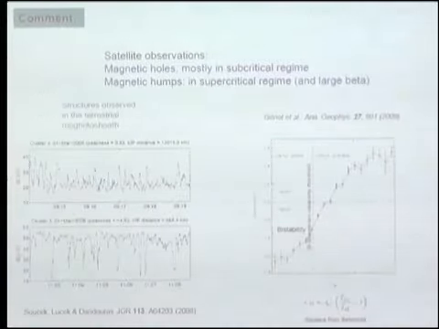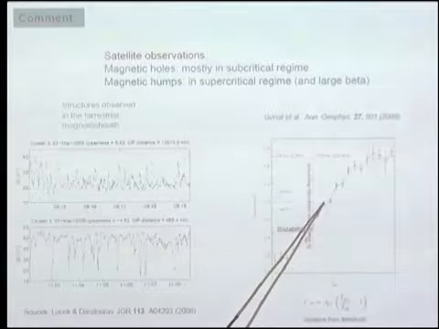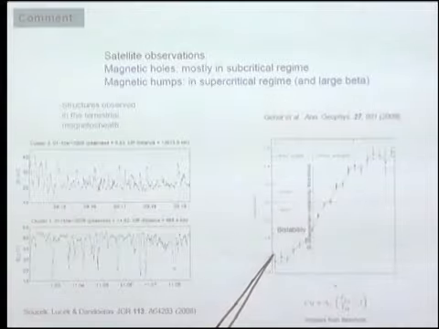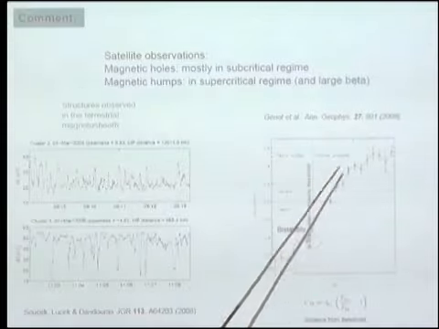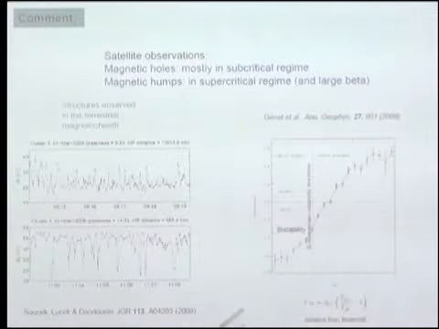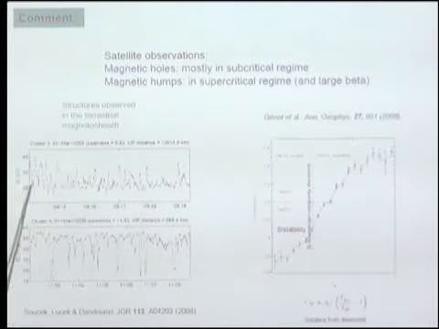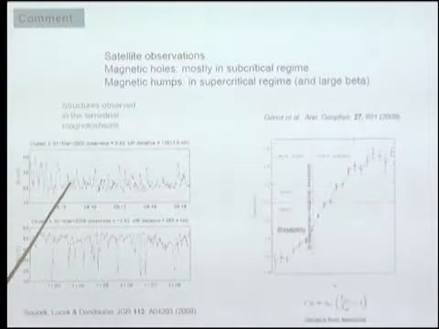If it's negative, then it's mostly holes. If it's positive, it's mostly humps. So here you have mostly magnetic holes below and a little bit above the threshold of the instability. And on the other hand, magnetic humps at large distance from threshold. This is obtained in the magnetosheath region. And indeed, you can see from Cluster and a paper by Soucek et al., that you can have both kinds of structures.